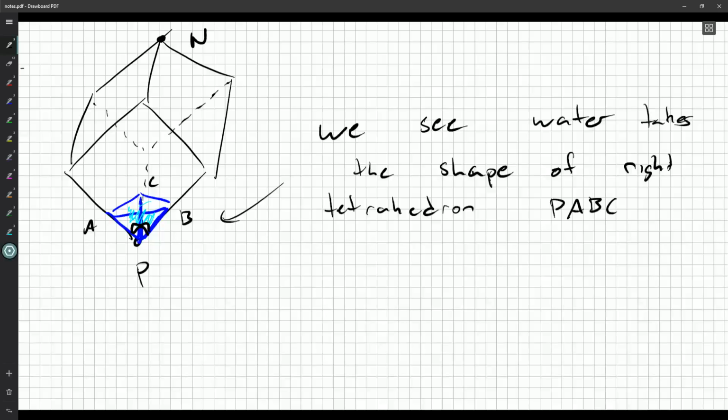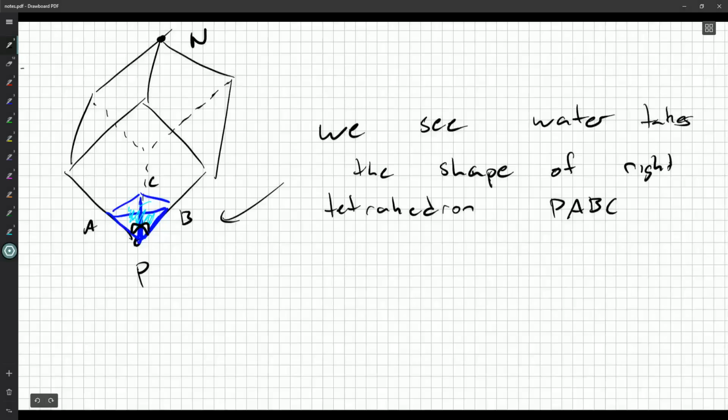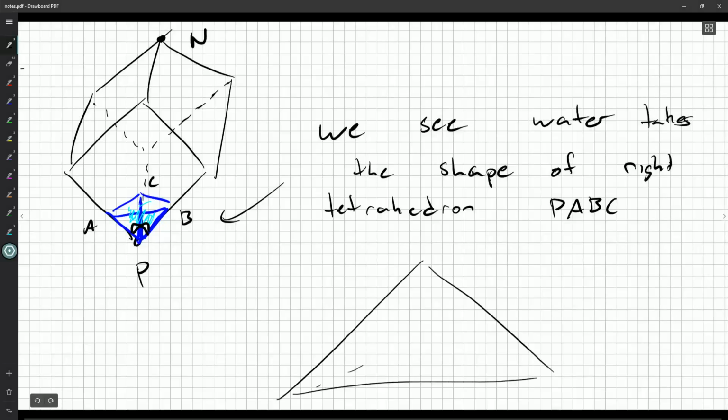So, what do we want? We want the depth of the water again, right? To the nearest hundredth of a centimeter, calculate the depth of the water. Okay, so I'm going to reach for my calculator when I'm ready, but what can we do? Let's draw a better picture of this. Nice right angle there. Should probably keep that dashed. So right angle, right angle, right angle. P is up here. We would really like the height of this figure.